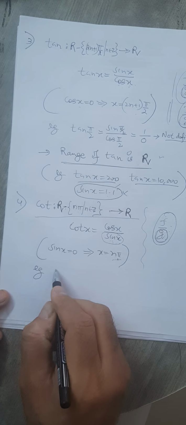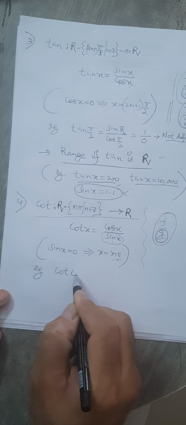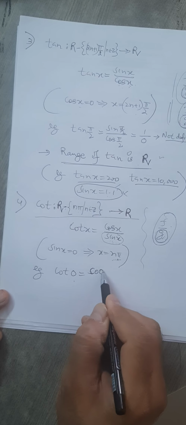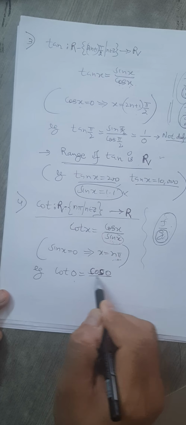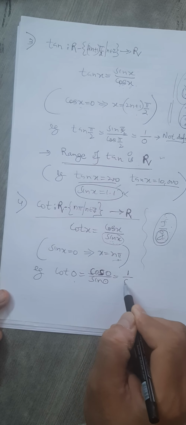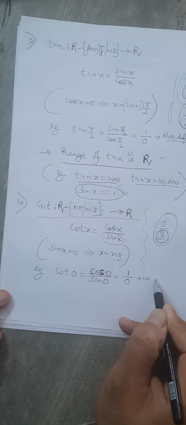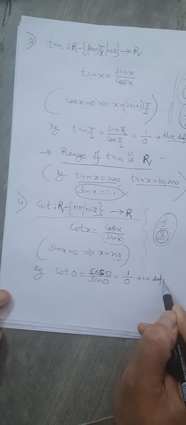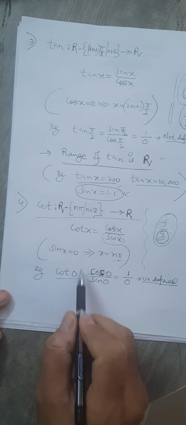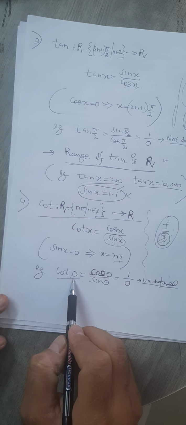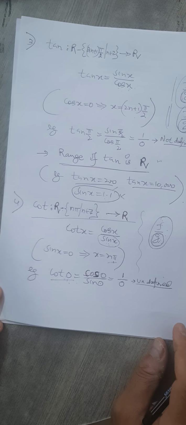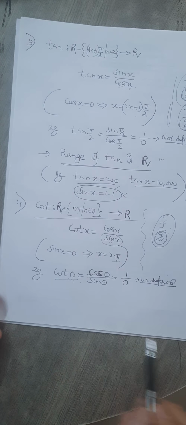For example, this is not defined. You cannot find cot 0. This is not possible. Why? Because this is cos 0 upon sine 0. Cos 0, you know, is 1. What is sine 0? 0, undefined. This is not defined. That's why we eliminated all these values, remember. So you cannot take cot 0, you cannot take cot pi, and so on, remember. Okay, so this is the cot function.